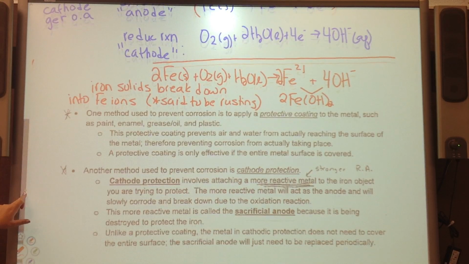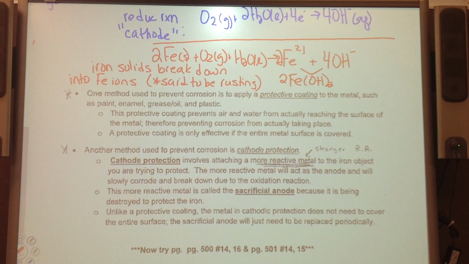Okay? Another way is to use cathodic protection. Cathodic protection involves using a more reactive metal, so a stronger reducing agent, attached to the iron object. The more reactive metal will act as an anode and will slowly corrode and break down due to the oxidation reaction. So you're creating a sacrificial electrode. It's going to break that electrode down before it breaks down the iron. Unlike protective coating, the metal in cathodic protection doesn't need to cover the entire surface. You just need to replace it.